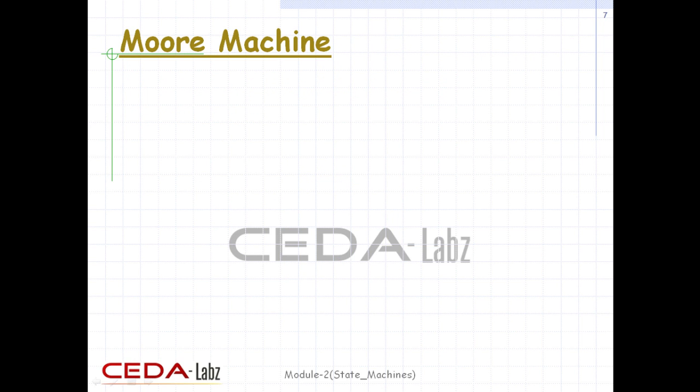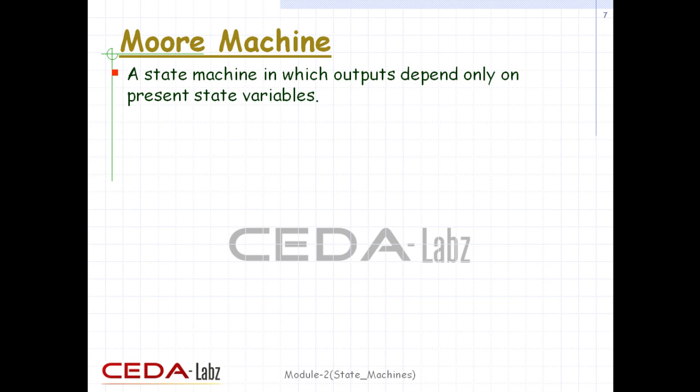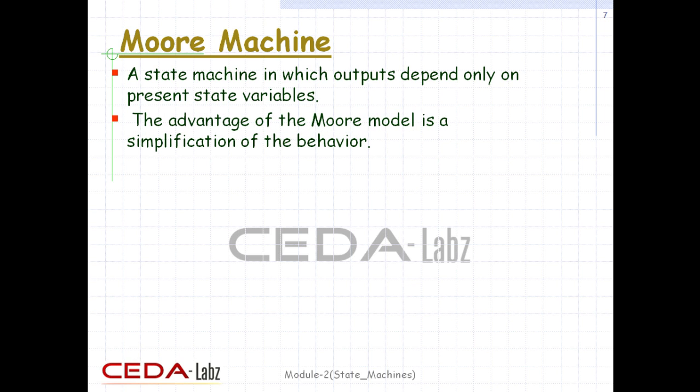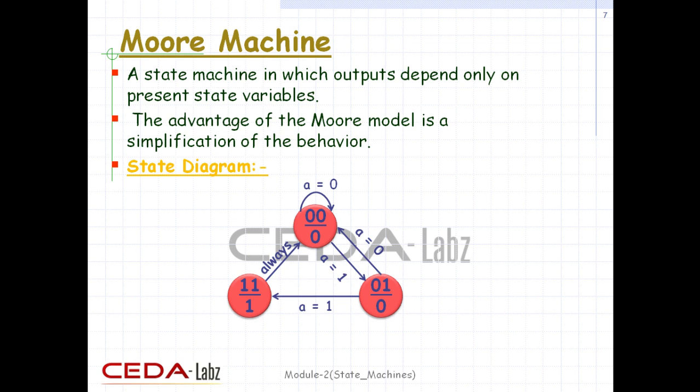Now let's talk about the Moore machine. In a Moore machine the output depends only on the current state. The advantage of the Moore model is a simplification of the behavior. Simplification is because of dependency on only one variable. Here is the state diagram. A is the input. Inside every circle the text is state code by output. Here, there is only one output.